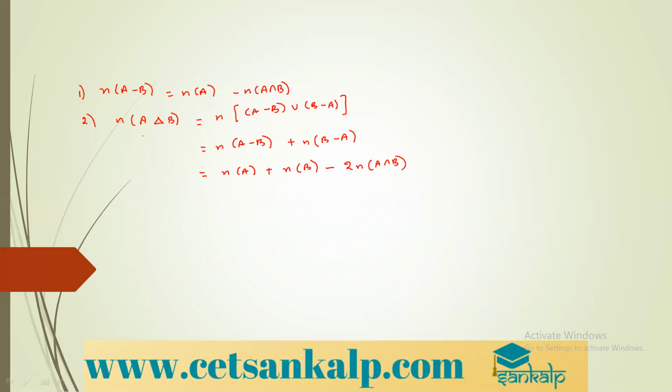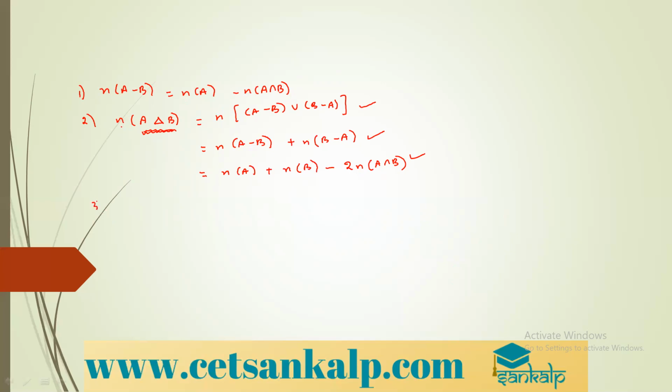So here I'm telling about the symmetric difference of A and B. Take the symmetric difference of A and B. How can you find the number of elements? You can find it using these three formulas. Any one you can use.